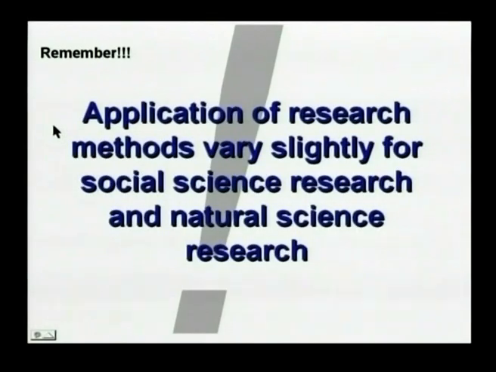Another important thing to remember, that application of research methods vary slightly for social science research and natural science research. Social science courses include sociology, political science, literature, and natural science fields include such as biology, physics, chemistry, mathematics. Now, computer science has a component that comes from social science and that comes from natural science. For example, when we are developing new algorithms, we are dealing with number crunching. We are probably somehow dealing with some aspect of natural science.